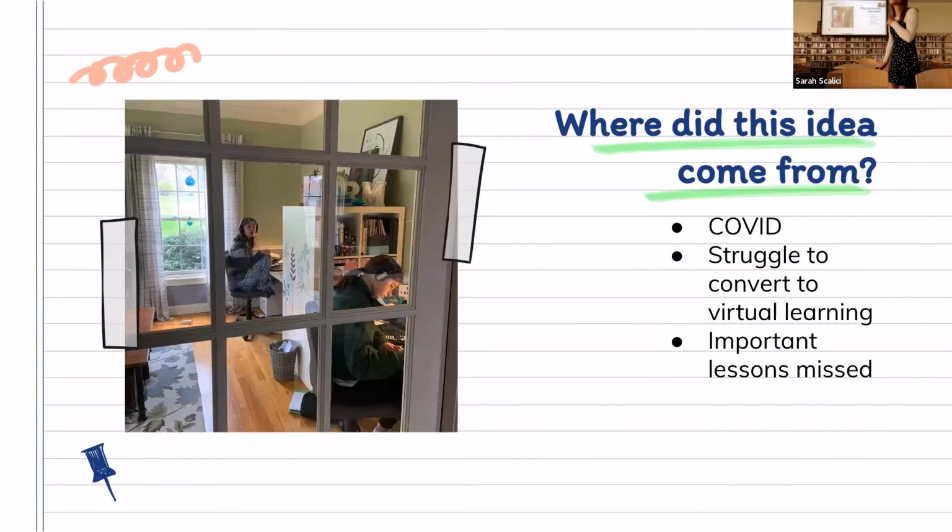Okay, so where did this idea come from? This is a picture of me and my sister doing online school back in the spring of 2020. She didn't know this would be in here, so you're welcome. When COVID first started, it was really hard to convert to virtual learning. I didn't really feel like I got a lot of academic support, especially in the spring of 2020. There wasn't really any online learning. School kind of just went dark.